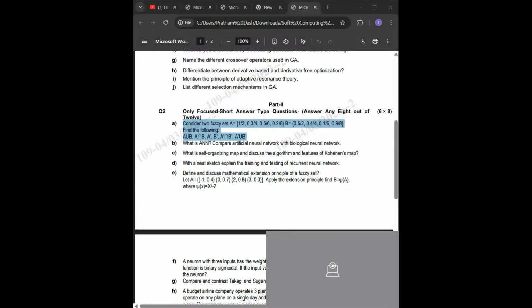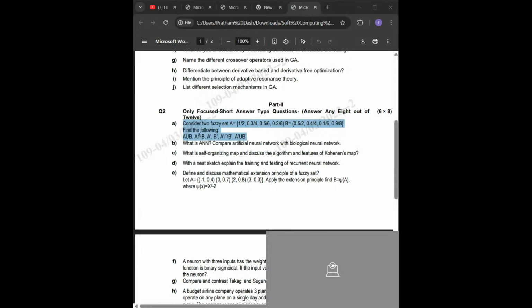Then we have the complement. Complement of A would be 1 minus A. I mean 1 minus A will give the complement, and B's complement would be 1 minus B. So 1 minus every membership will basically give you the complement. Then we can find out the intersection, which is min, and the union, which is max.